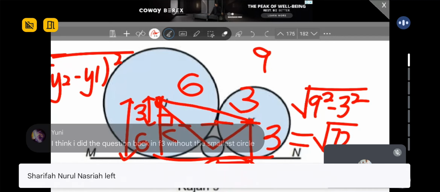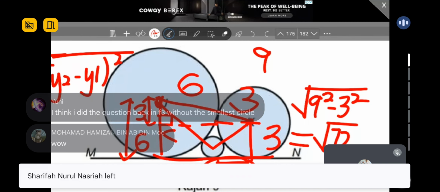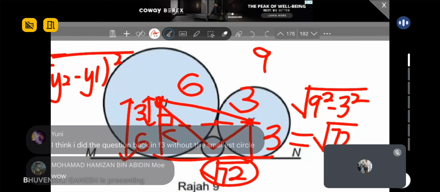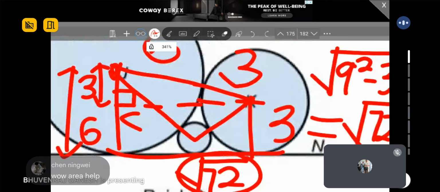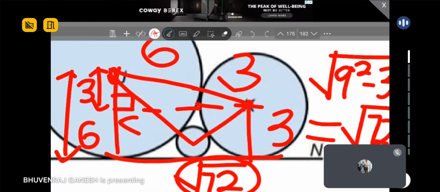I don't want to have a bald spot at 17. It's okay. I think I did this question back in Form 3 without the smaller circle. Oh, yes. The original question is without smaller circle. No. Nothing to do with area.